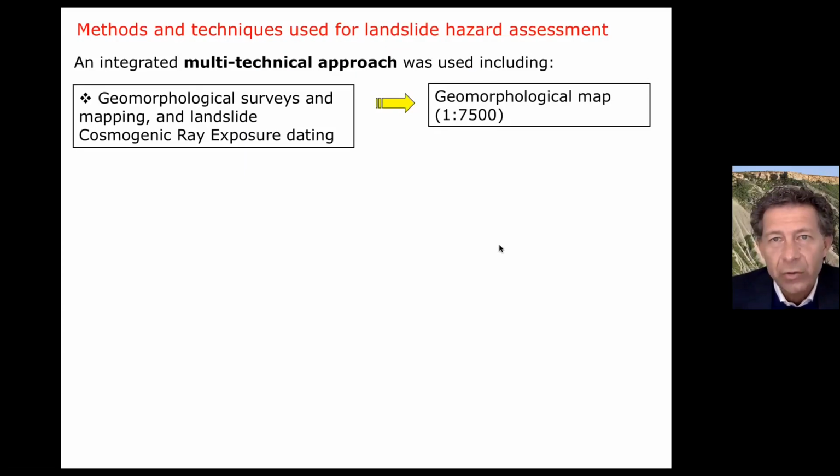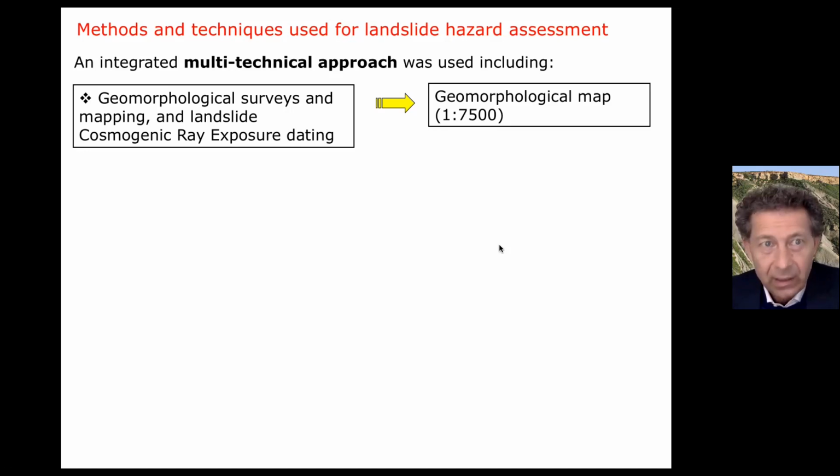How long? I will try to show this later on when we talk about chronological constraints of these processes. Since the beginning, we understood that it was very important to deal with a multi-technical and multidisciplinary approach to get to a proper landslide hazard assessment. So, as I said before, we started with traditional geomorphological surveys and produced geomorphological maps. And since the beginning, we had in our mind to find the right locations, the right samples to try to date these landslides.